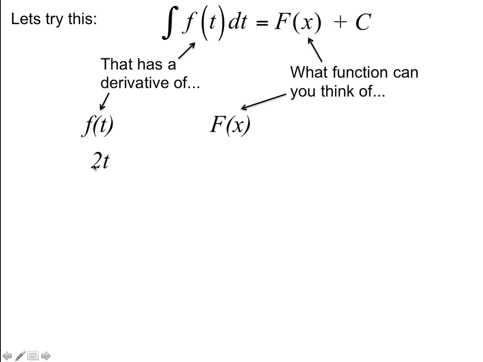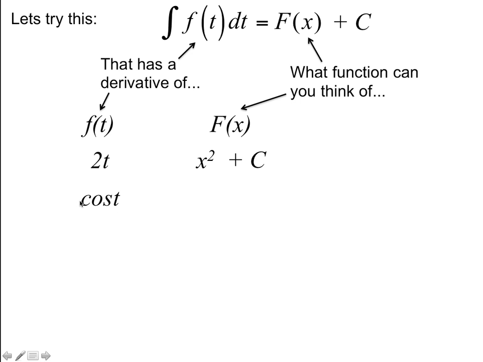So let's think of this. Let's have the derivative be 2t. So what function can you think of whose derivative is 2t? Well, if you think about 2t, the function we started with that we would differentiate would look like something squared, so like x squared. And then plus c, right? Because if it was x squared plus 2, then when we take the derivative of this, we'd get 2x, or 2t.